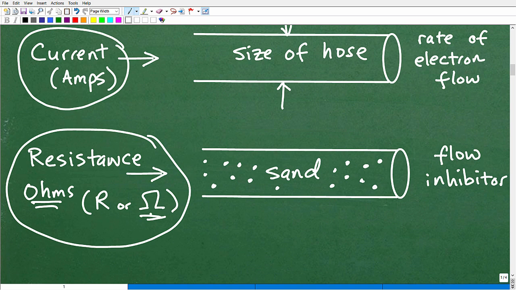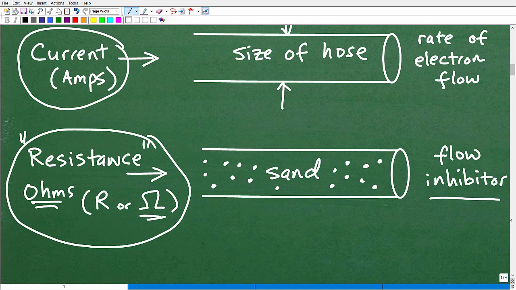So resistance is kind of like what the word is saying, that there's resistance to this flow. A good way of thinking of that is here in our water hose, if we had sand particles. If we had a few little bits of sand, that's not going to impede our flow too much. But the more sand we have, the more resistance we have. So resistance is a flow inhibitor. More resistance is going to inhibit the flow, which of course is going to have an impact on the current.